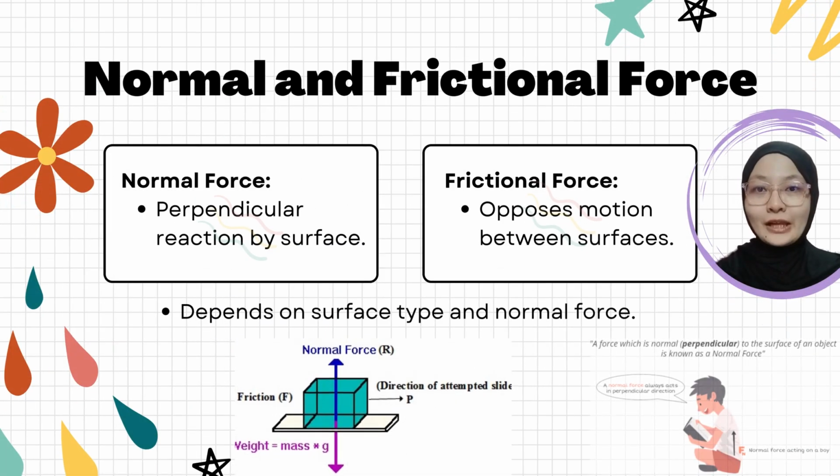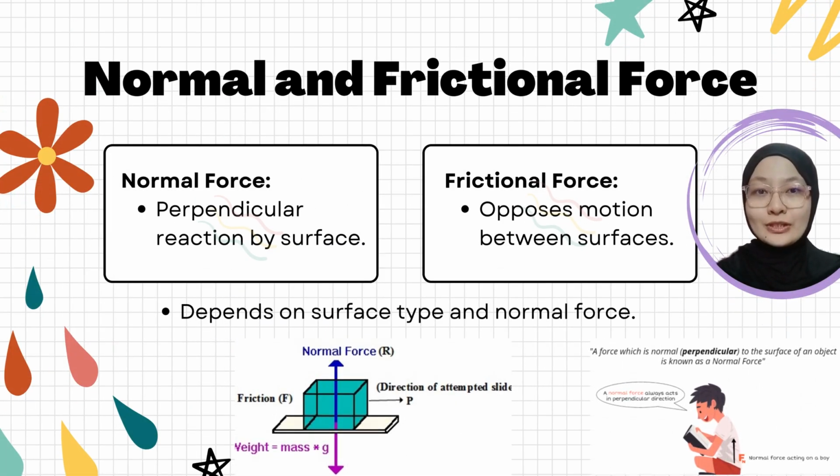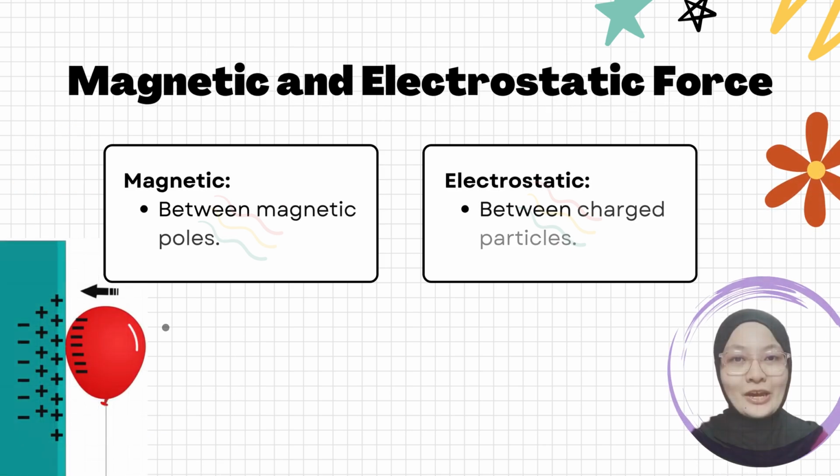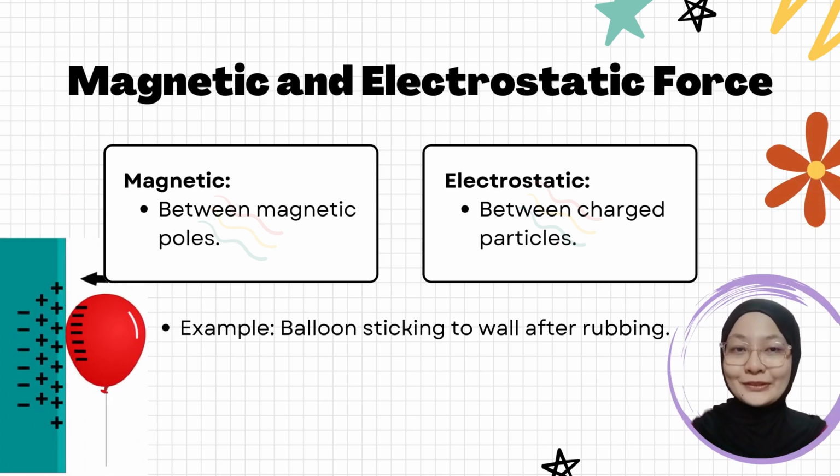Now let's look at normal and frictional forces. The normal force is a support force. It acts perpendicular to a surface, pushing upward against gravity. For instance, when a book rests on a table, the table pushes up with a normal force. Frictional force opposes motion. It acts parallel to the surface and prevents objects from sliding easily. The strength of friction depends on the surface texture and the normal force. Think about how it's harder to push something on carpet than on tiles. That's friction at work.